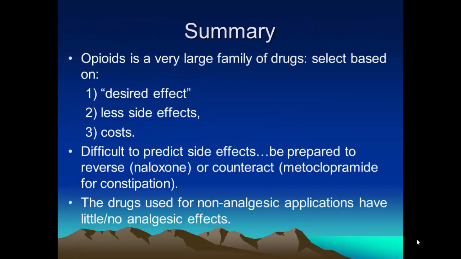So, in summary of everything we just said, opioids are a really large family of drugs, and we need to select them based on the desired effect that we want to achieve, the ones that will cause fewer side effects, and obviously, cost becomes an issue many times. It's difficult to predict many of the side effects, so we need to be prepared always in case we need to reverse them. Naloxone is one of the drugs that we can use. And we can also counteract some of the effects, for example, of constipation with metoclopramide. And always remember that the drugs used for non-analgesic applications usually have very little or no analgesic effects. I'm thinking of, for example, the antidiarrheals or the emetics or the antitussives.